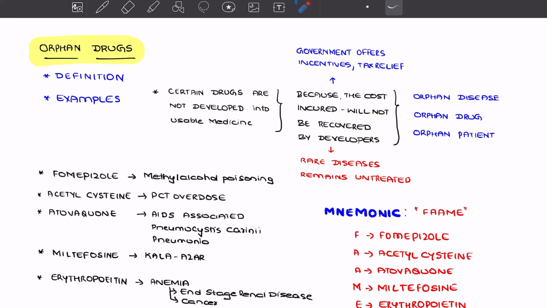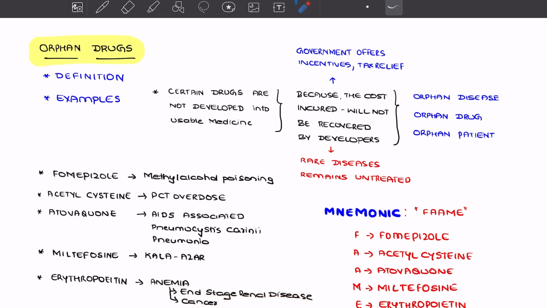So here you can see that fomepizole is an enzyme inhibitor which has been used in the treatment of methyl alcohol poisoning. Next, we have acetylcysteine, which is used in the treatment of paracetamol overdose or paracetamol toxicity. Then we have atovaquone, which is used in the treatment of AIDS-associated Pneumocystis carinii pneumonia. Then we have miltefosine, used in the treatment of Kala Azar. Then we have erythropoietin, used in the treatment of anemia due to end-stage renal disease as well as anemia in cancer patients.